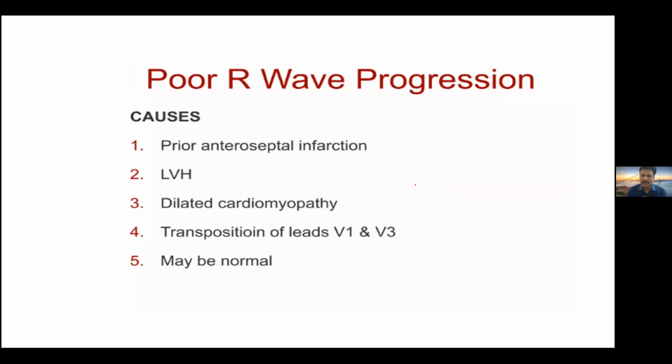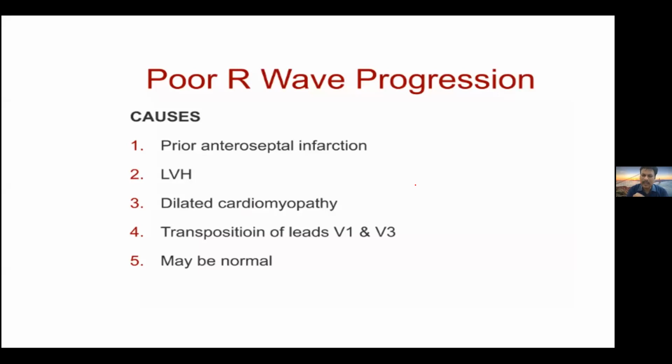Obviously, we have to see whether the lead has changed or not. So this is what we normally look into: poor R wave progression. I told you, you call it poor R wave progression when the progression is not happening, when the height of the R wave is less than 3 millimeter in V2, V3. Then it is called poor progression. So most of the time it is abnormal.